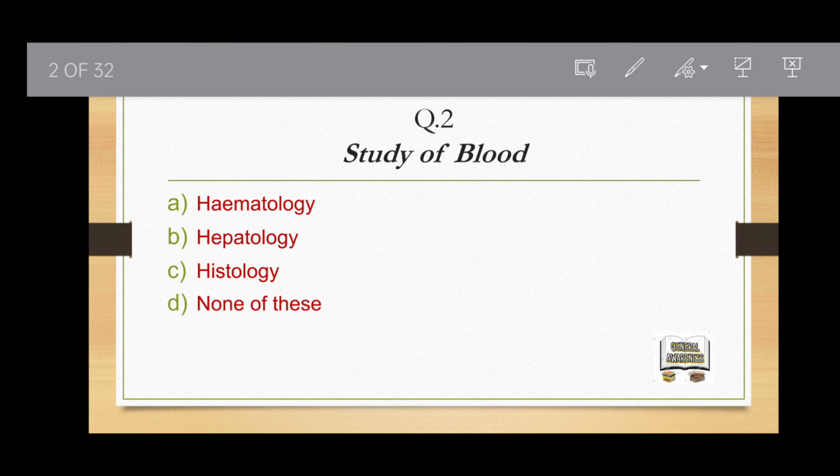Next question. Study of blood. Option A hematology, option B hepatology, option C histology, option D none of these. The correct answer is option A hematology.